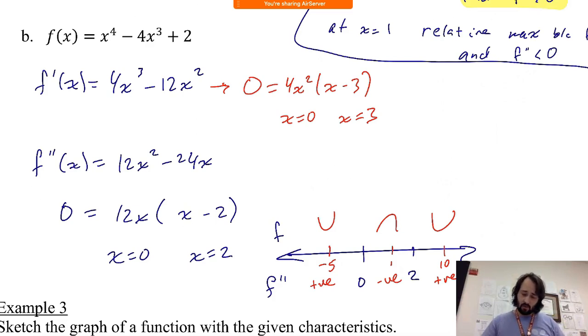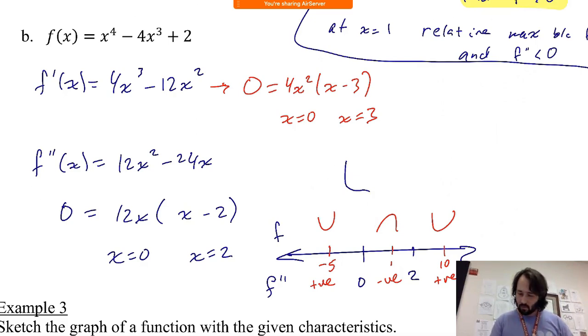But this is going from concave down, concave up to concave down at 0. So all that's doing is a point of inflection. It's continuously going down. And you would see that with your first derivative test as well.